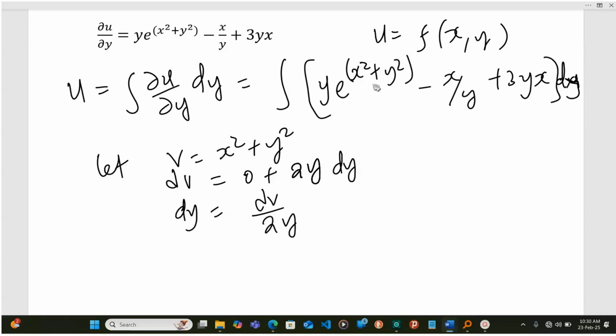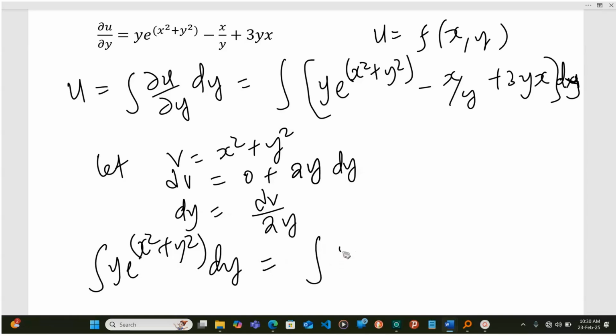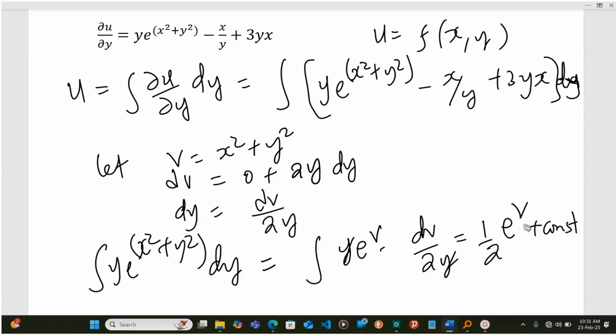So let's integrate this, meaning integrating y e^(x² + y²) with respect to y is equal to integrating y e^v times dy. What is dy? dy is dv divided by 2y. So this and that cancel, and we'll have one half e^v, obviously plus a constant, which we shall keep somewhere that we will add on together when we finish the whole integration.